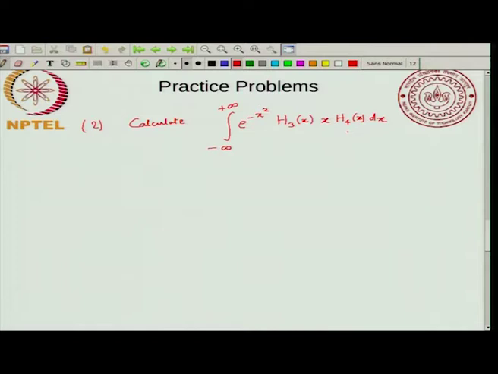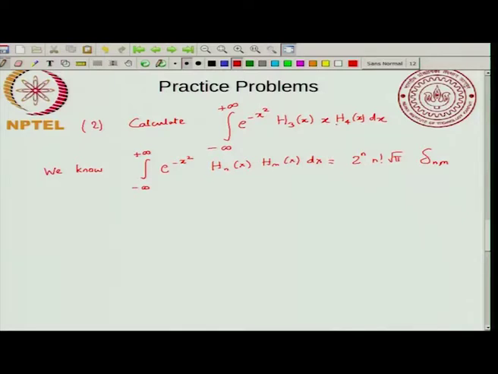Now what we know is that the integral from minus infinity to plus infinity of e to the minus x squared, Hn of x, Hm of x dx is equal to 2 raised to n, n factorial, root pi times delta nm. So if n is not equal to m, it is 0. If n is equal to m, then it is this number. Okay, so now how will you calculate this? Here you don't have just H3 into H4, you have H3 times x times H4.